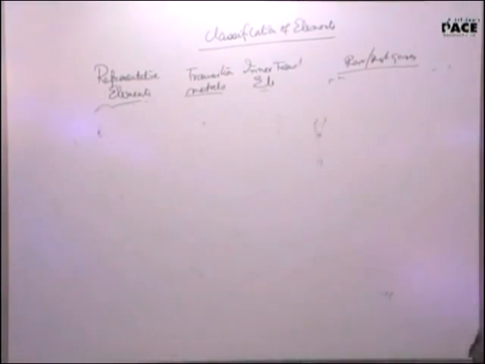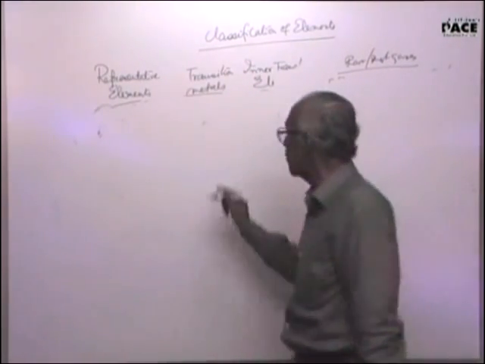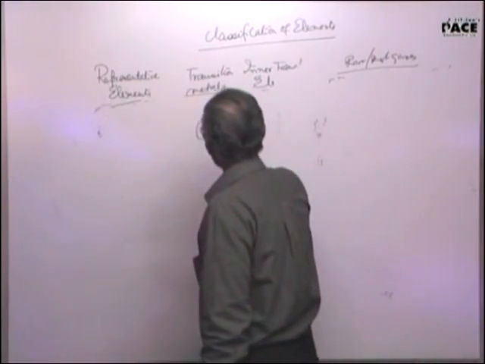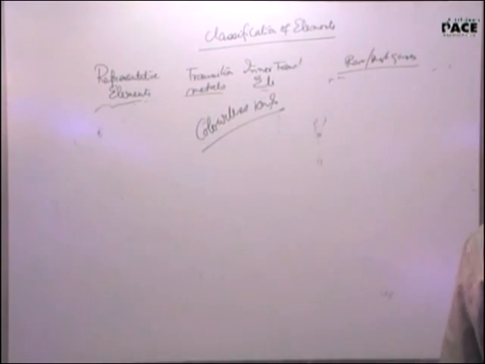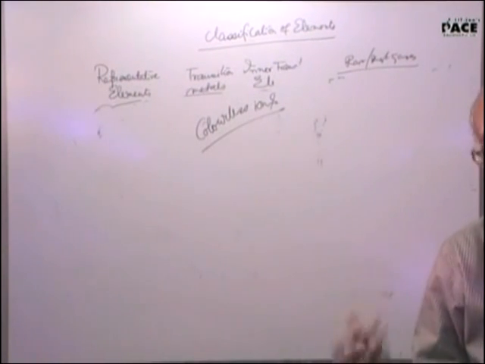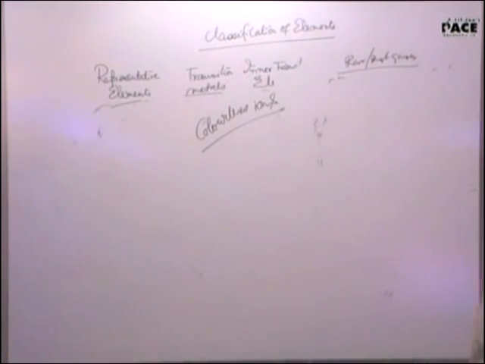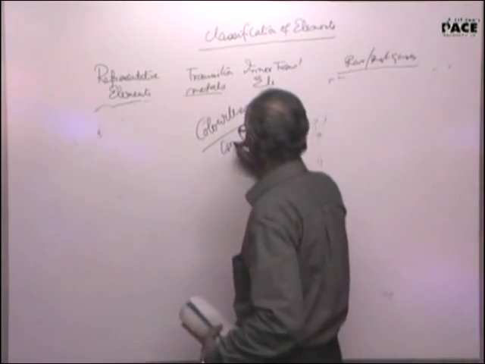The representative elements, when they form ions, form colorless ions. Sodium chloride is colorless, magnesium chloride is colorless, calcium chloride is colorless. All representative elements, when they form ions, form colorless ions. But some of their compounds are colored.